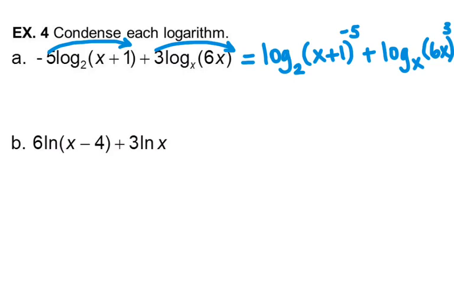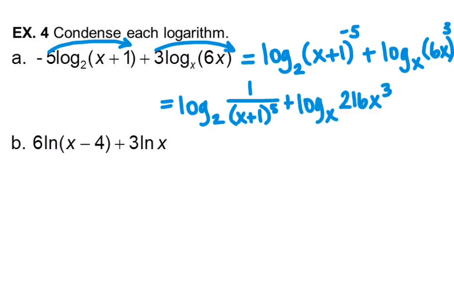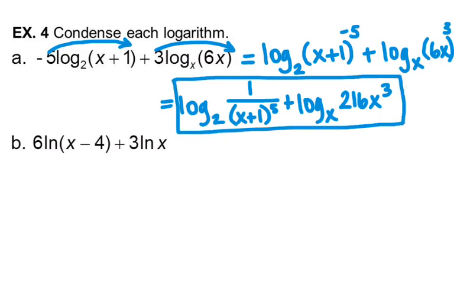Now raising to the negative 5 power is the same as 1 over whatever that term is to the 5th power. So this is log base 2 of 1 over x plus 1 to the 5th. And since the second logarithm has 6x raised to the 3rd power, I'm going to go ahead and cube everything in parentheses. So that's going to be log base x of 216x cubed. Now I can't go any further on this one because my bases are different. I have log base 2 and log base x. Different bases I cannot combine into one logarithm.